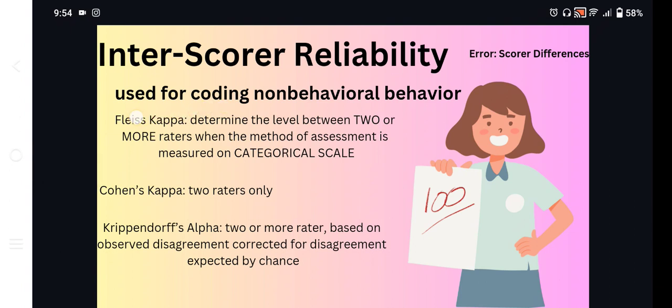Kay Fleiss Kappa, it determines the level of agreement between two or more raters when the method of assessment is measured on a categorical scale. Kay Cohen's Kappa naman po, two raters only. Kay Krippendorff's alpha, two or more raters, based on observed disagreement, corrected for disagreement expected by chance.